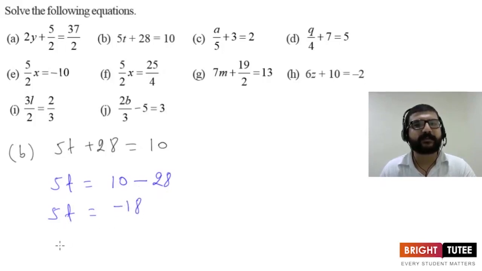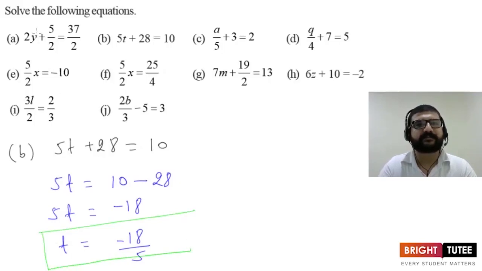Now the value of t from here will be minus 18 upon 5. What we did, we just transposed 5 to the right side of the equation. 5 was multiplied with t, so after transposing it will come in division. So now the final answer is minus 18 upon 5.